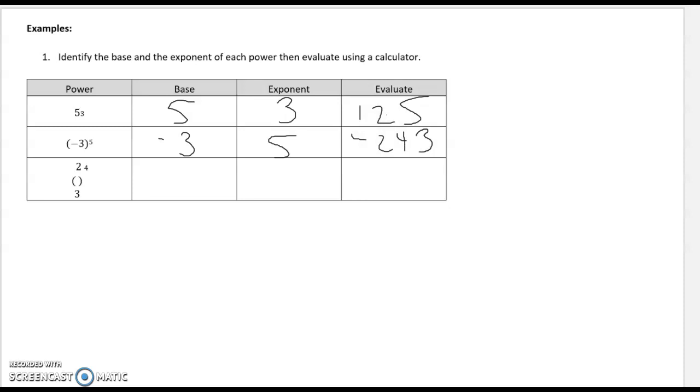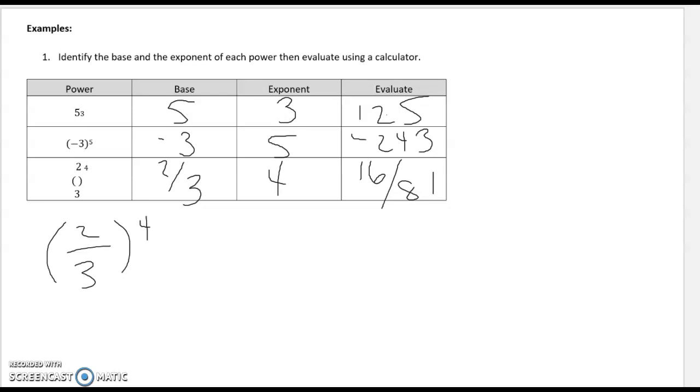Okay, now this last one, it should look like this actually. 2/3 to the exponent 4. For some reason, when I copied it in there, it went all crazy. Okay, so this right here would be our base. So our base is 2/3. And our exponent is the 4. And then in your calculator, when you do that 4 times, you will get 16 over 81.